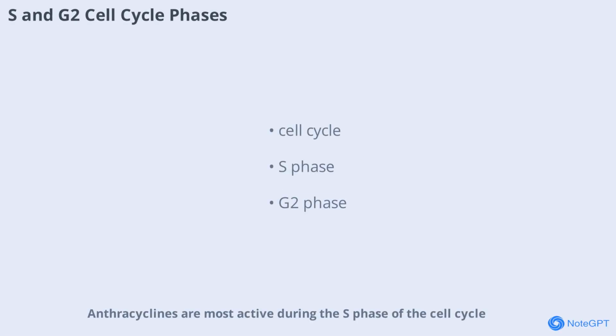Anthracyclines are most active during the S phase of the cell cycle, when DNA is being synthesized. However, their greatest toxicity is seen in the G2 phase, just before the cell divides. This cell cycle specificity helps explain both their effectiveness and their side effect profile.